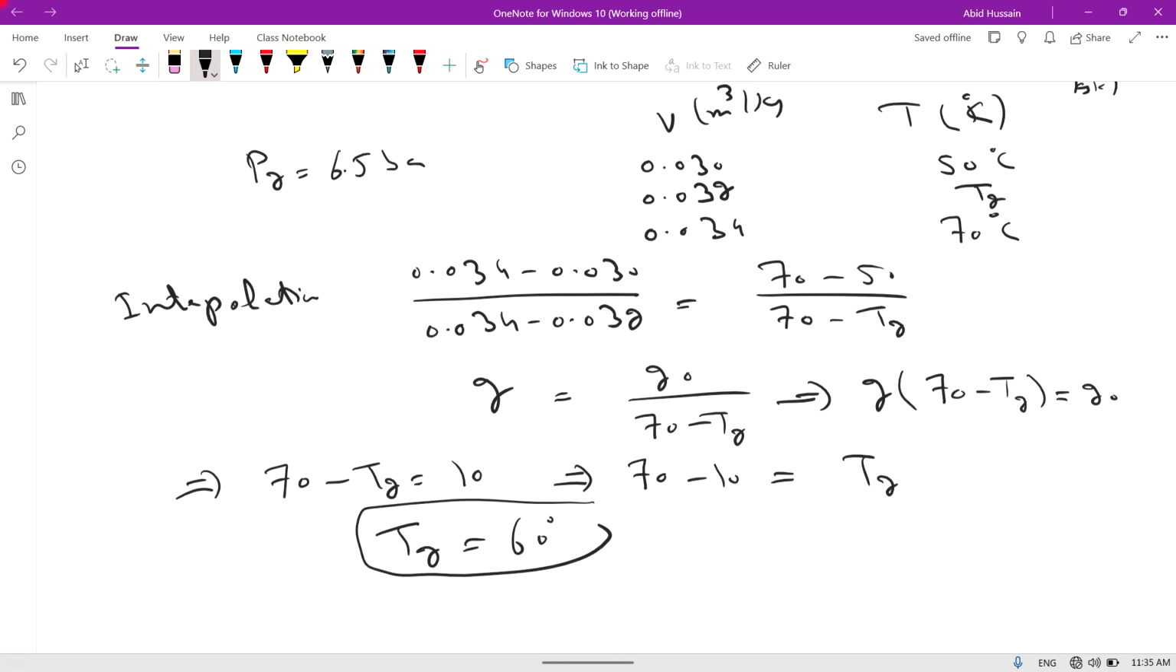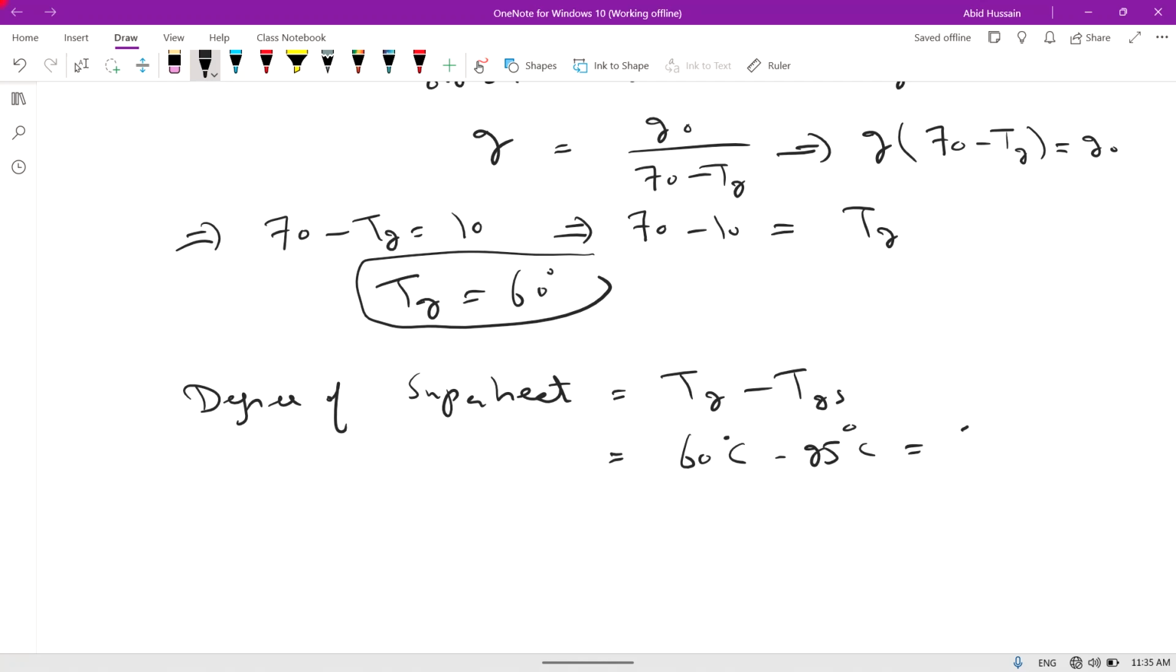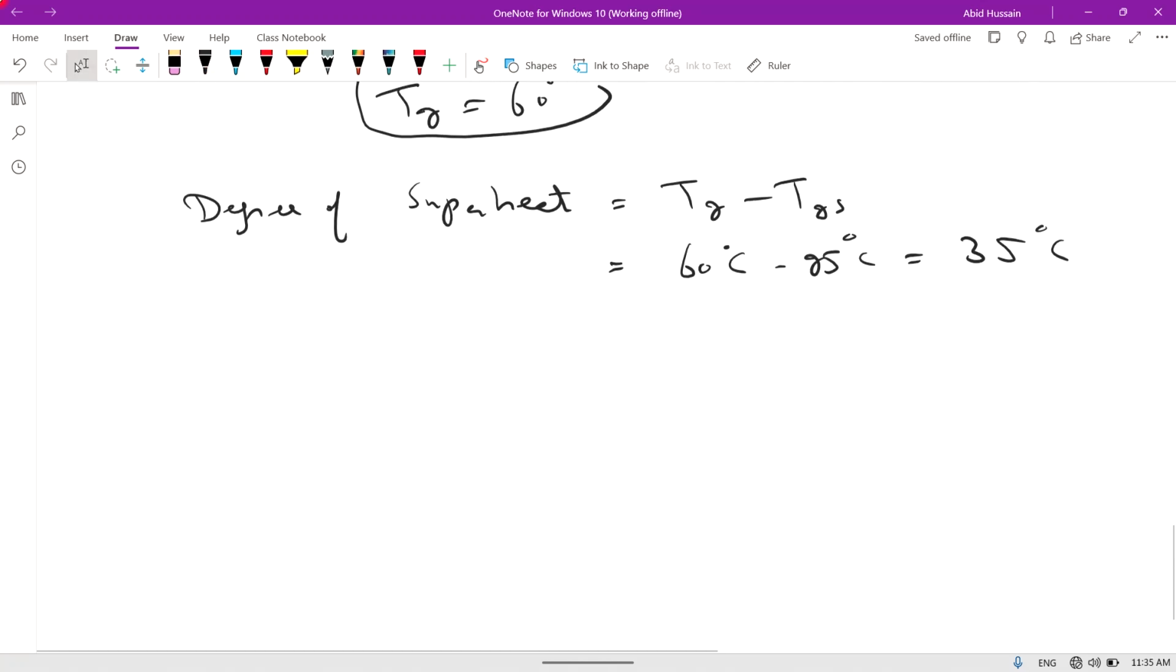Now degree of superheat is equal to T2 minus T2S, which is 60 degrees centigrade minus 25 degrees centigrade. So the answer is 35 degrees. Degree of superheat is 35 degrees centigrade. Note that in the book the answer is 35 Kelvin. Both are the same.